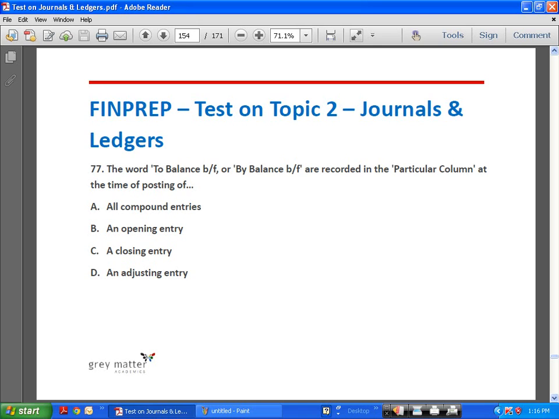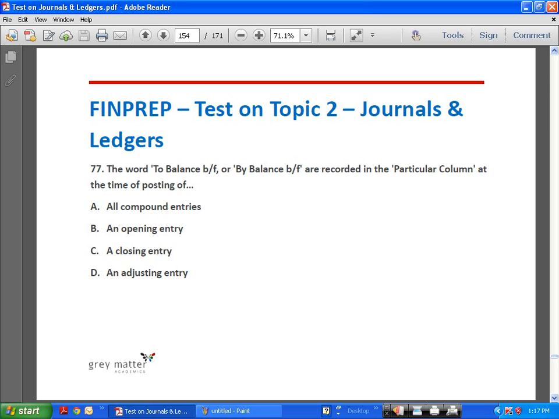The words "to balance brought forward" or "by balance brought forward" are recorded in the particulars column at the time of posting an opening entry. That is, suppose we are opening the debtors account, then the closing balance of the previous year would have appeared in the previous year's ledger account as "by balance carried down." That will be brought forward to the current year as "to balance brought down." In case of creditors, it would have appeared in the previous year as "to balance carried down," and that will be brought forward in the current year as "by balance brought down."